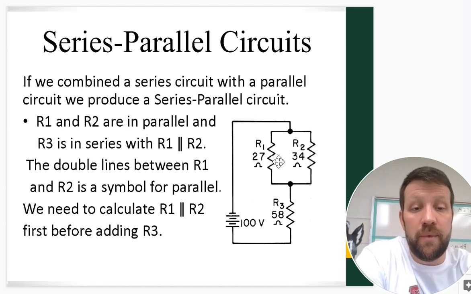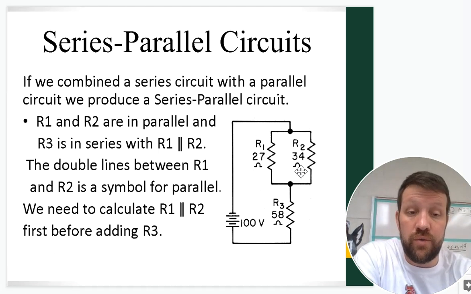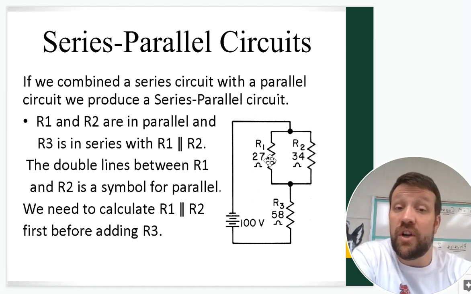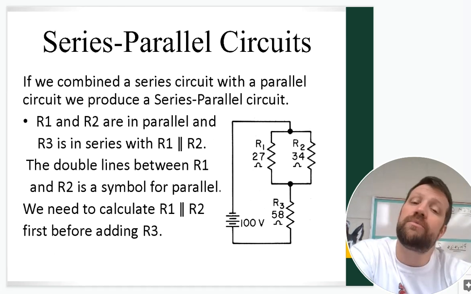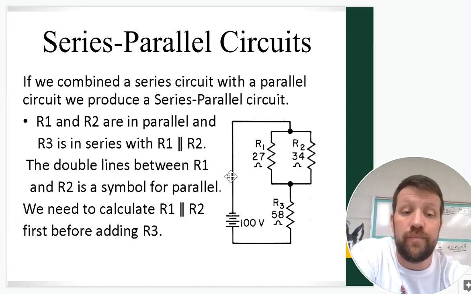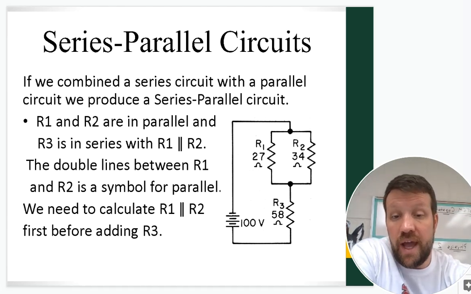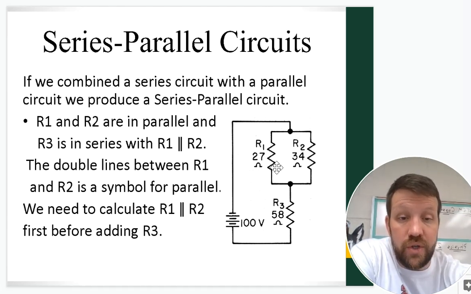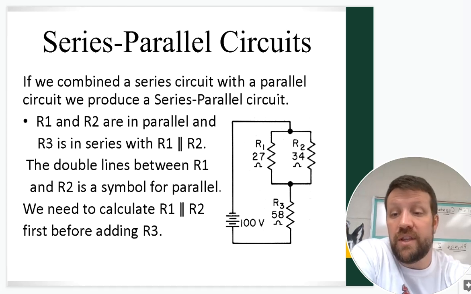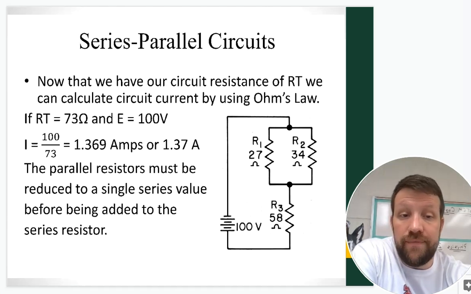So my first move here would be, okay, I need to combine R1 and R2 to form a single resistor. We don't actually combine them, but in terms of solving for this circuit, this is what we would do. And then I can treat that as one resistor that's in series with R3. Okay, and you see that right there. We need to calculate R1 and R2 that are parallel and then put them in with R3.